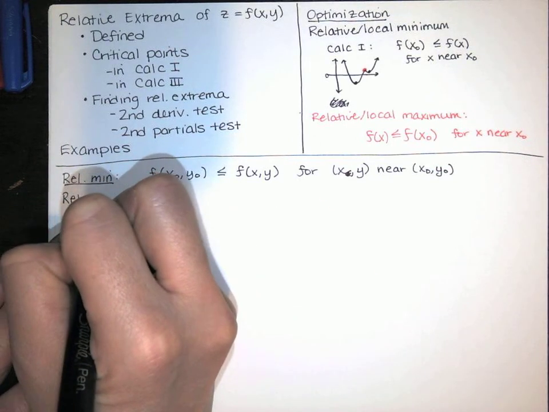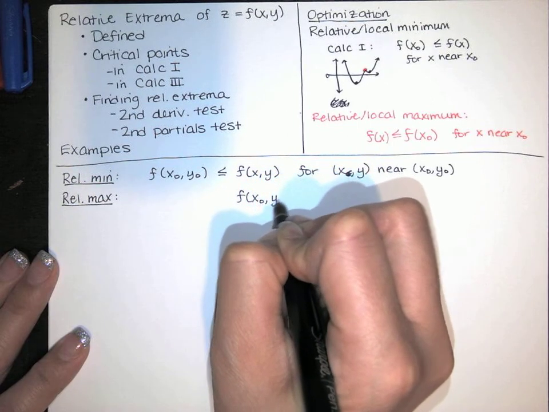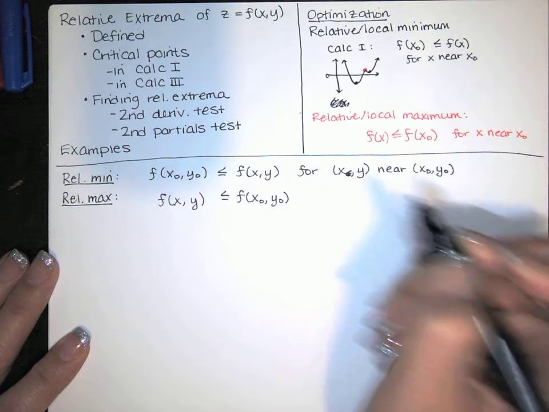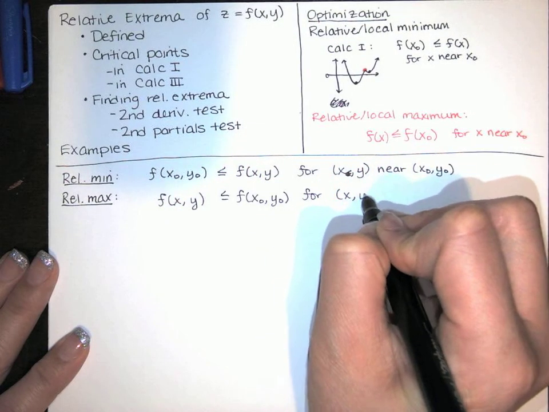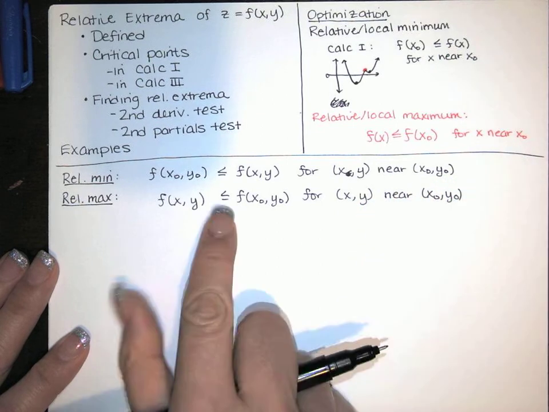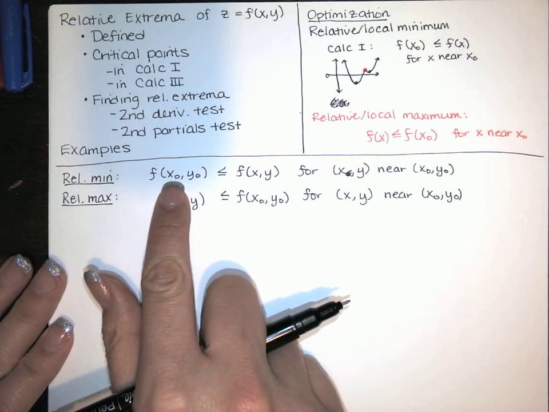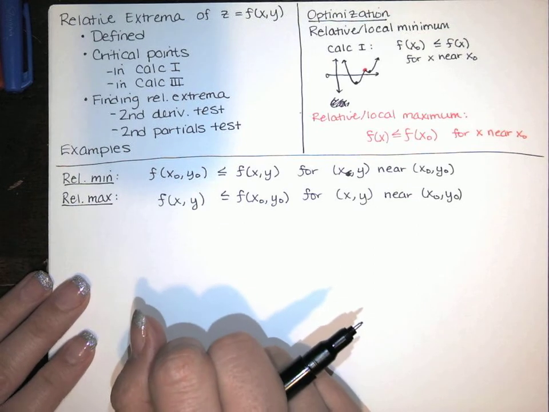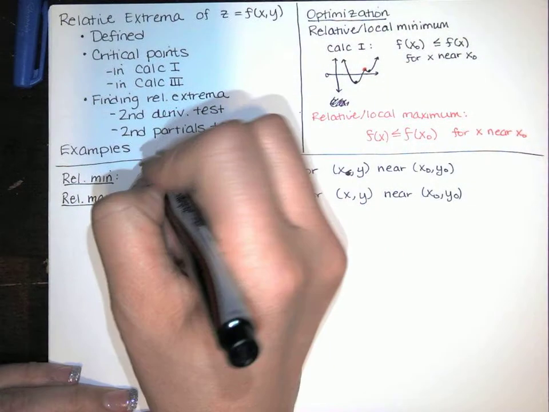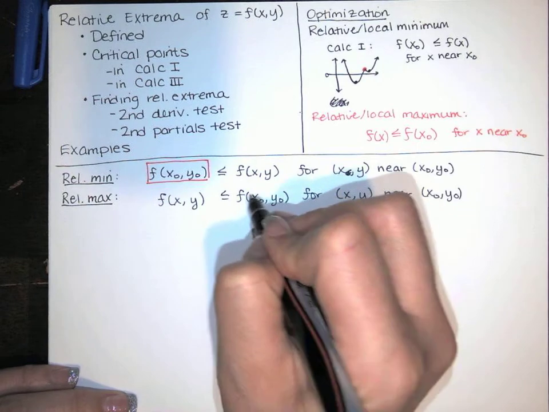Or if you have a z value, f of x naught, y naught, and it's greater than or equal to all of the z values nearby, so it's the largest z-value in the neighborhood, that's a relative max. If it's the smallest z-value in the neighborhood, that's a relative min. Now, these are particular values, like that's a number. So you're substituting in x naught, y naught. You're just going to have a number there, and this is a number.